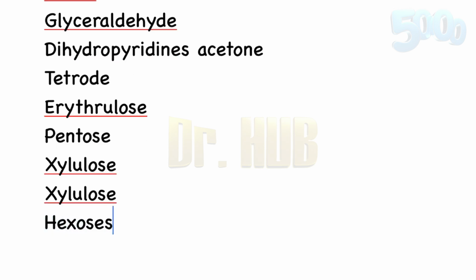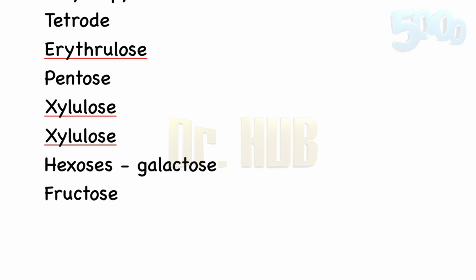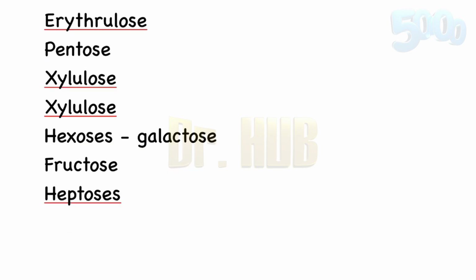Then looking at the hexoses, it includes the glucose, galactose and the mannose. This is under aldoses, and then under ketoses it contains the fructose. Now heptoses. Heptose is under ketose, there is sedoheptulose.